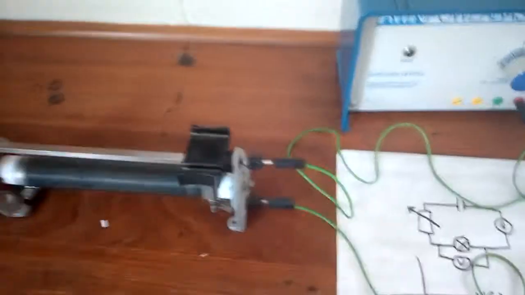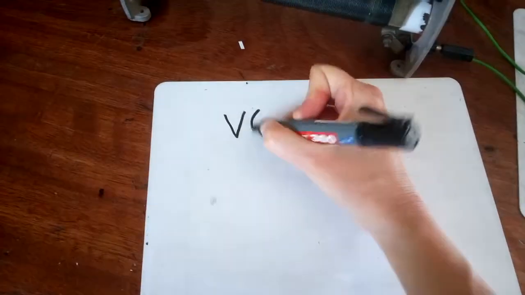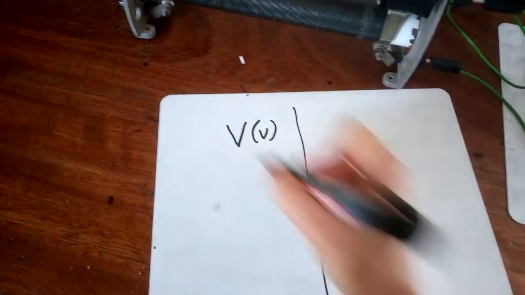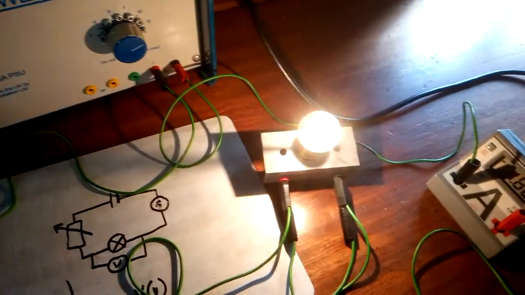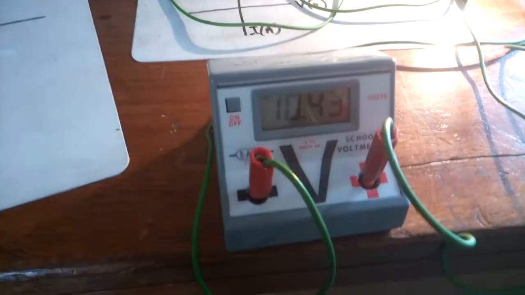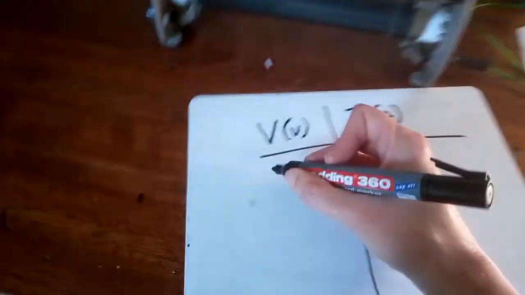Now, just like before, you're going to start with your variable resistor set at one end, and you're going to move this bit along. As you move that bit along, that will change the potential difference over the bulb. So, two things we want to measure: potential difference in volts, and current in amps. Turning this on, we can see that the lamp's lit quite brightly. We've got a potential difference of 10.45. I'll record that. And we've got a current of 1.83.